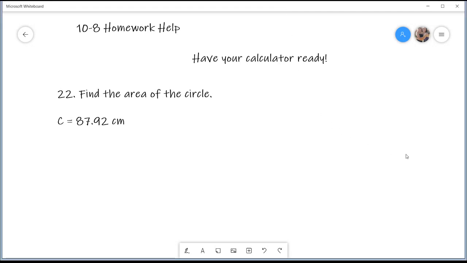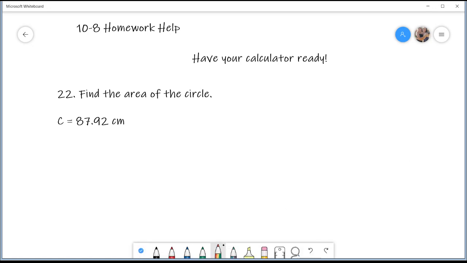We are going to be going through an example on our 10/8 circumference and area of circles homework, because by the time we get to the end and we're looking for the area of circles, we're taking the area from the circumference and not from just the radius or the diameter. So we're going to have to go through a few more steps to get to our solution.